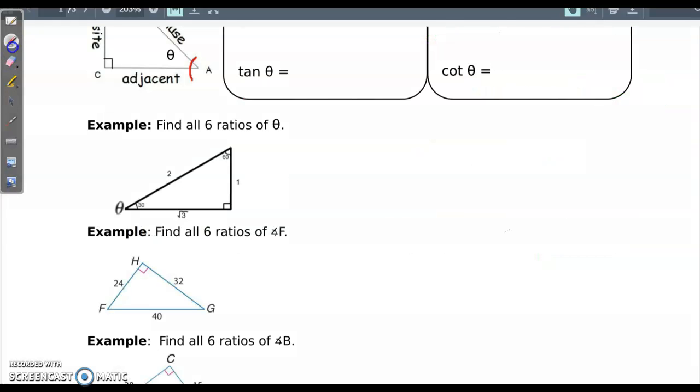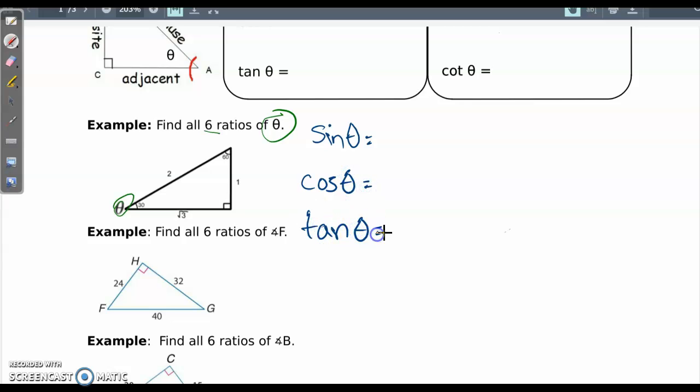First example, let's find all six ratios of theta. Here's theta right here. It's given by 30 degrees. The first three we're going to do are sine of theta, cosine of theta, and tangent of theta. Sine is defined as the opposite side 1 divided by the hypotenuse, which is 2. So the sine of theta is 1/2.